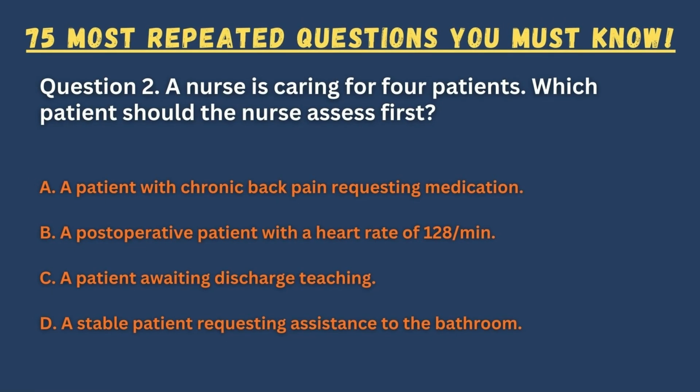Question 2. A nurse is caring for 4 patients. Which patient should the nurse assess first? A. A patient with chronic back pain requesting medication. B. A postoperative patient with a heart rate of 128 per minute. C. A patient awaiting discharge teaching. D. A stable patient requesting assistance to the bathroom.